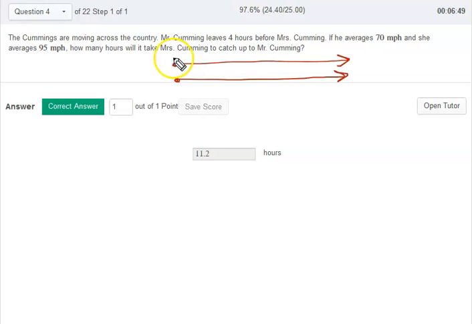Now, we know they're going to leave from the same place, and they're going to meet up at this time. We know one of the rates, and we're going to use the formula distance equals rate times time from our toolkit of formulas to help us. This is going to be 70 miles per hour, and the wife is 95 miles per hour.